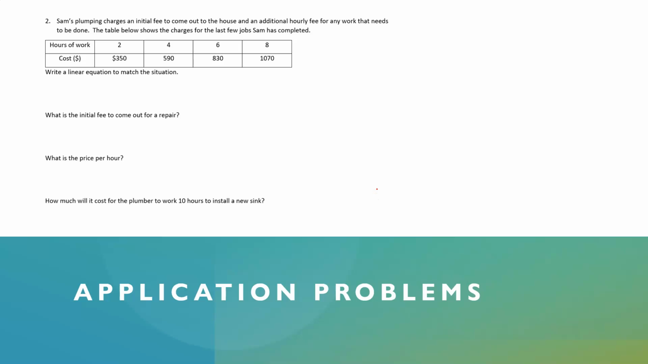This one. Okay, so (2, 350) and (4, 590). So I have 590 minus 350, those are y's, divided by 4 minus 2, is 240 divided by 2, or 120.